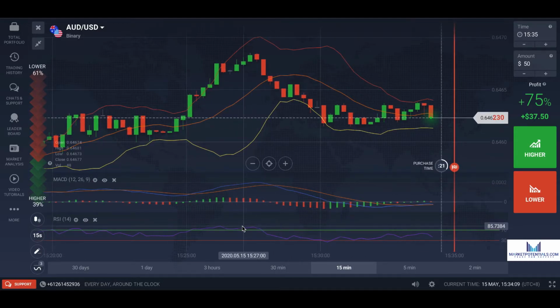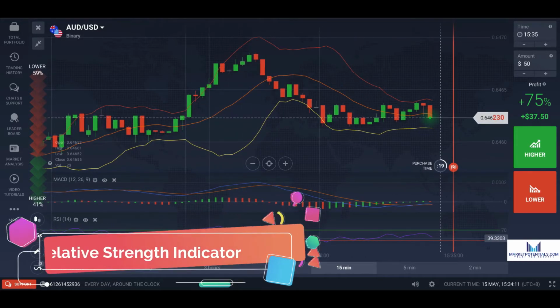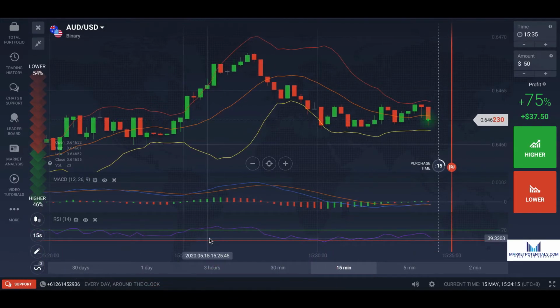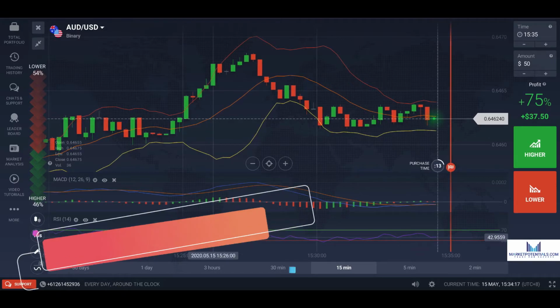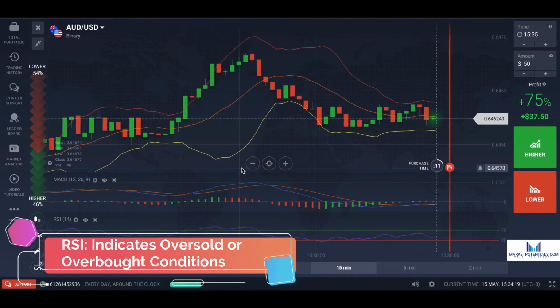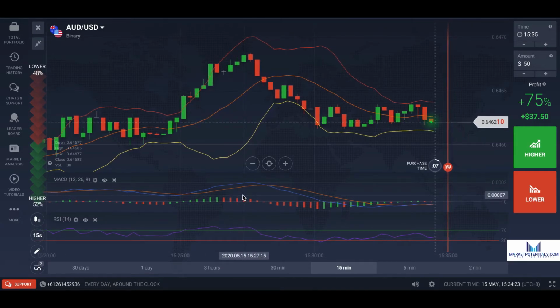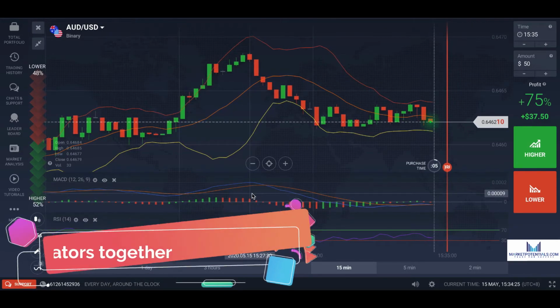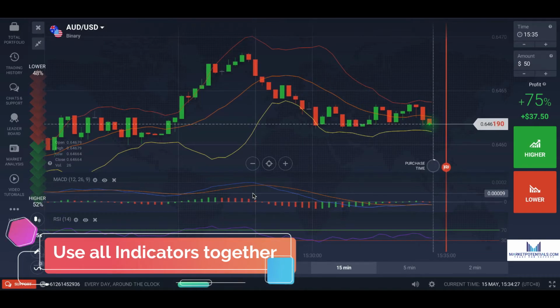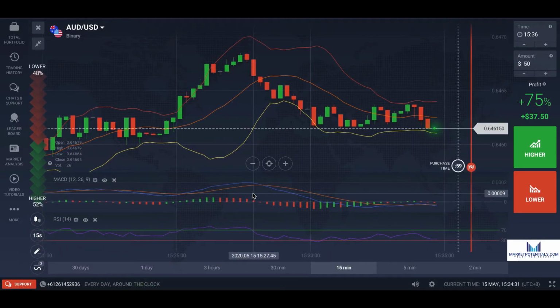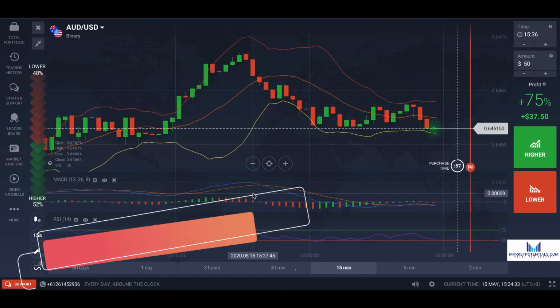The other one is the relative strength indicator. This indicates whether a chart is oversold or overbought at any time. In this instance, you can't exactly use one indicator and trade. You have to learn to read all of them together. I obviously did this by practicing and putting in the time to learn. That's really all I can tell you guys.